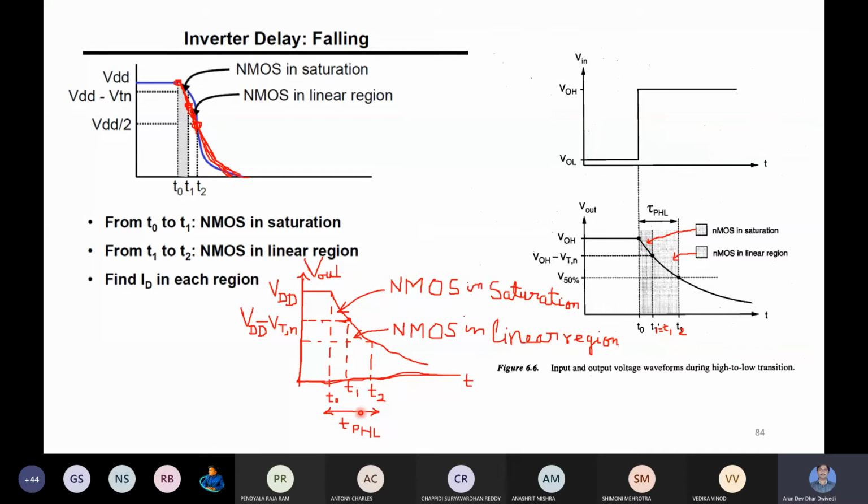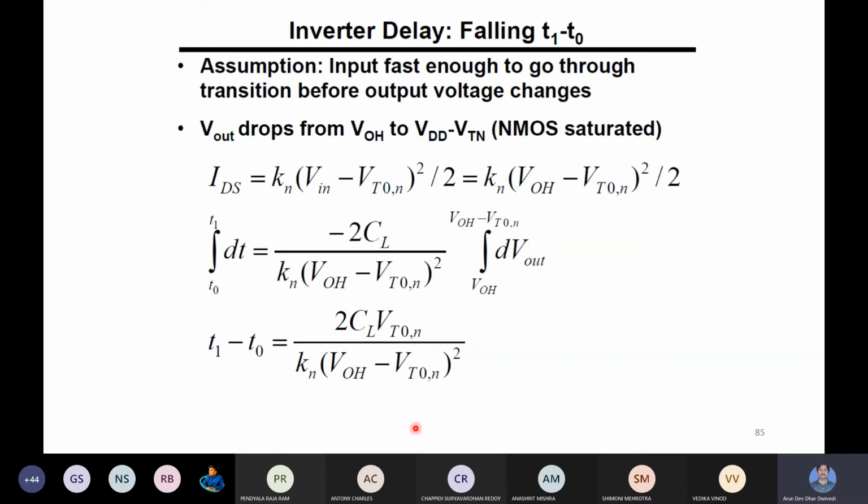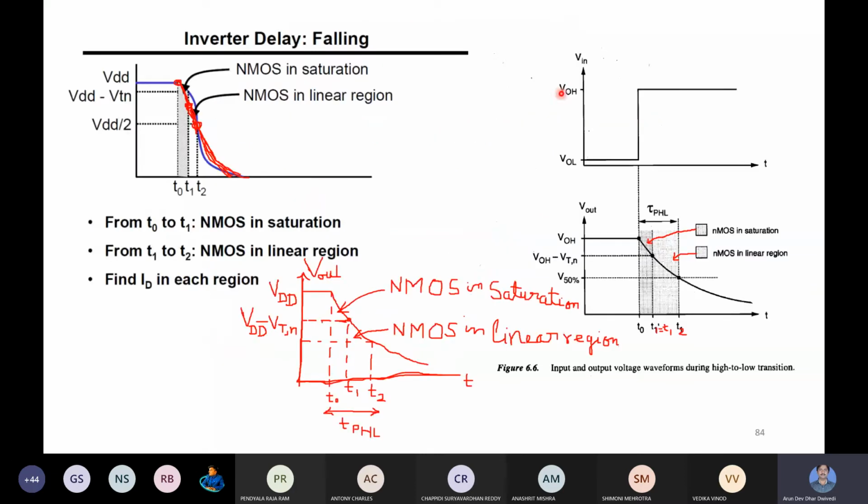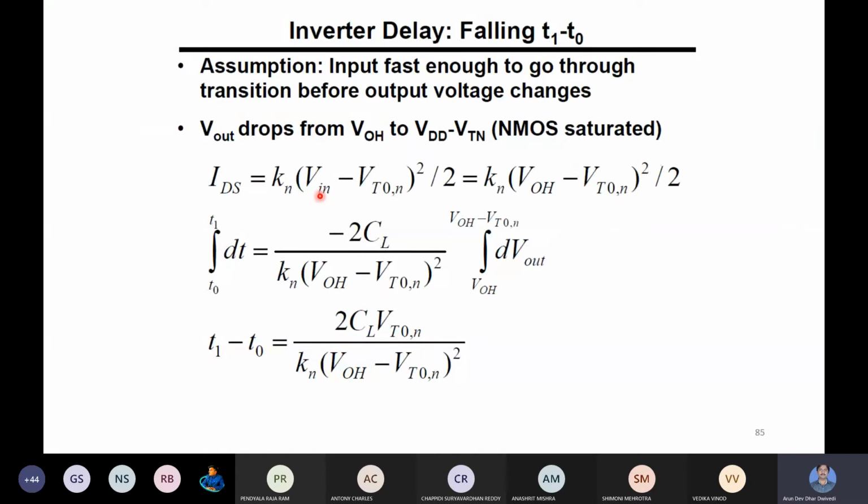So TPHL is basically this complete delay, from T0 to T2, the total time. First, if you are integrating from T0 to T1, then this ID is taken in the saturation region, Kn (V in minus VT0n) whole square by 2. V in, from this diagram, we can see that when the output is falling, V in is equal to VOH. So we are taking V in equal to VOH.